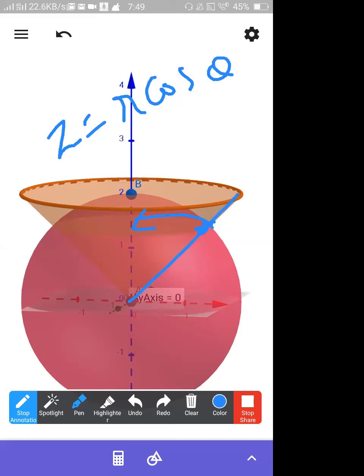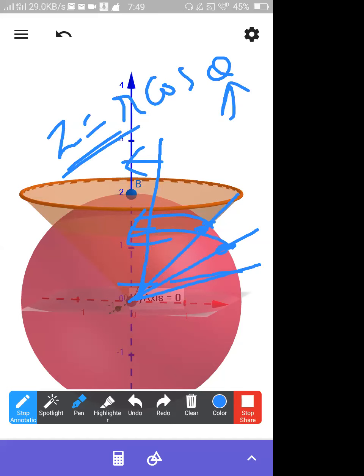So it all depends on at how much angle your cone is. Or cos theta only. So suppose if your line is like this, again you have to project from here. So theta changes. So again Z changes. As theta increases, Z will decrease. That is the nature of cos theta. As theta decreases, Z will increase. That is the idea.